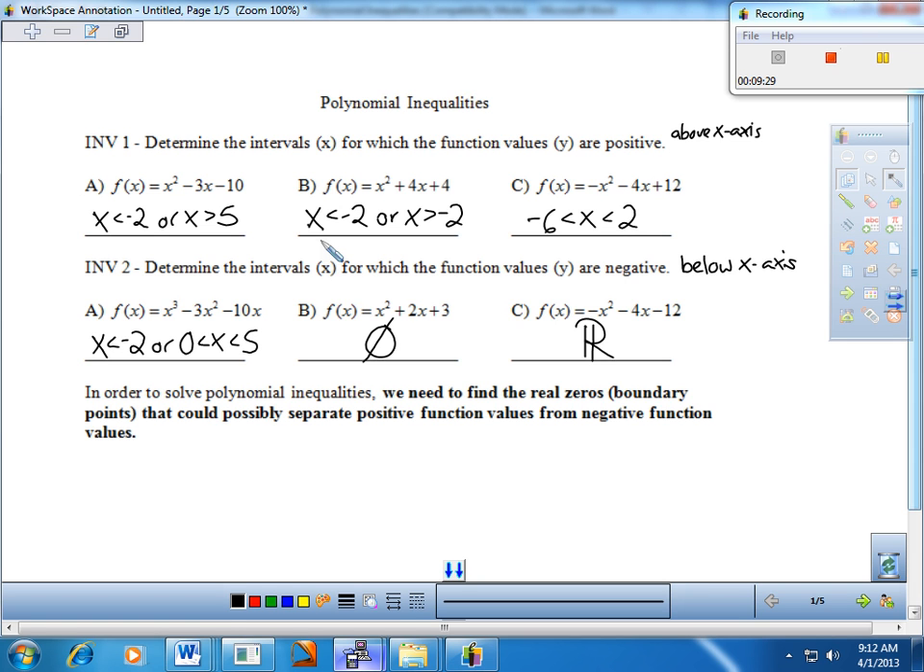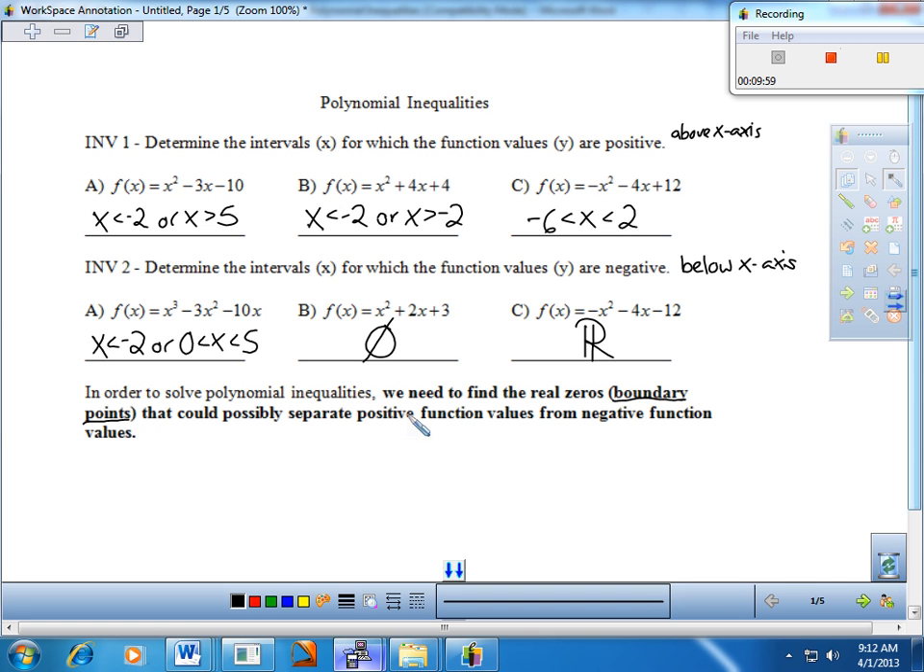It says, in order to solve polynomial inequalities, we need to find what we would call the real zeros. We're going to use the phrase here, guys, boundary points. When you get to potentially pre-calc and calc, sometimes you call these critical points, as you'll use this skill again at those levels. So boundary points that could possibly separate positive function values from negative function values.